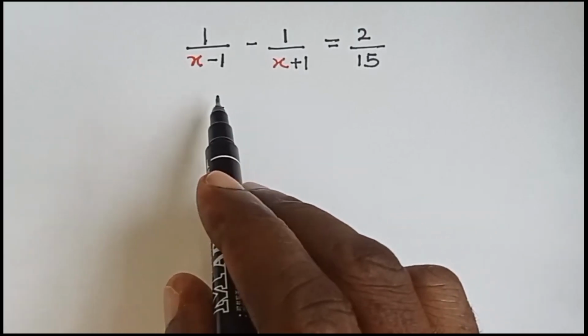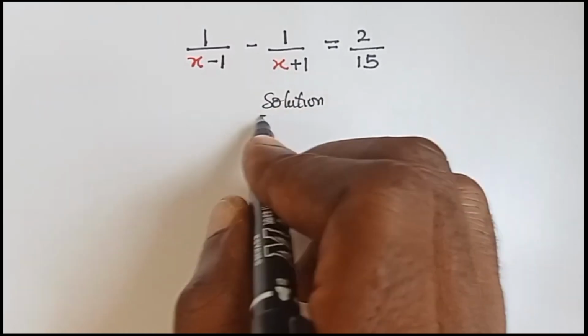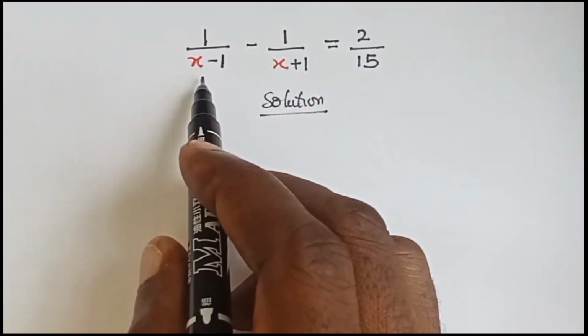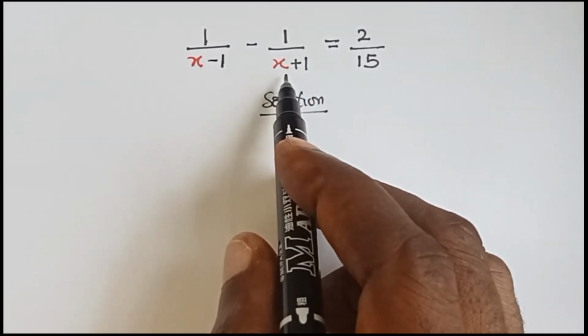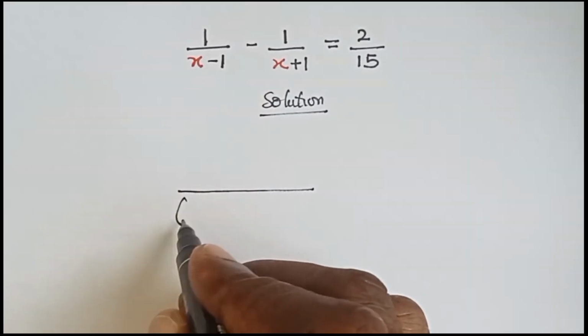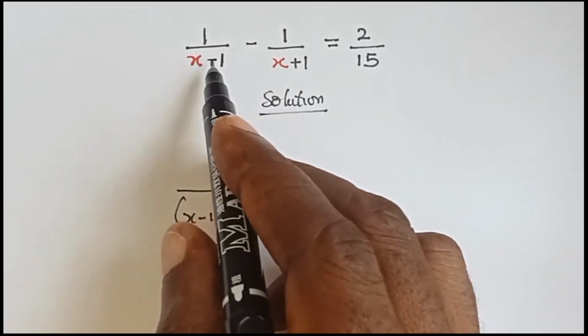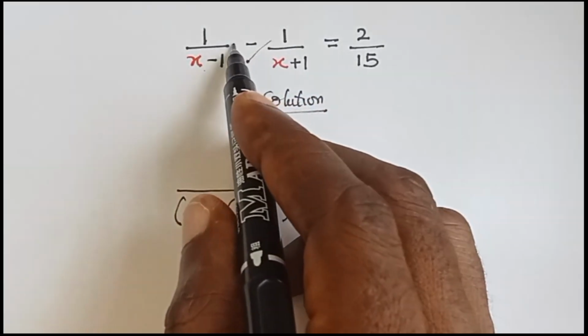In this video, I want to solve this algebraic equation. Right here, we are going to find the LCM of x minus 1 and x plus 1. And the LCM is the product of this and this. So we have x minus 1 and x plus 1. This is the LCM. Then we are going to multiply this with this and multiply this with this.